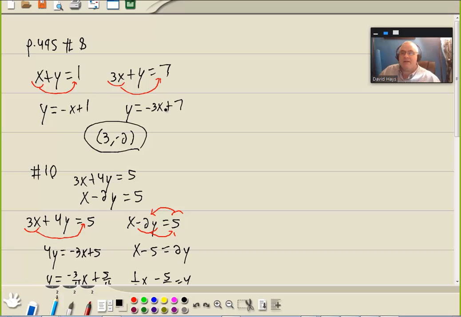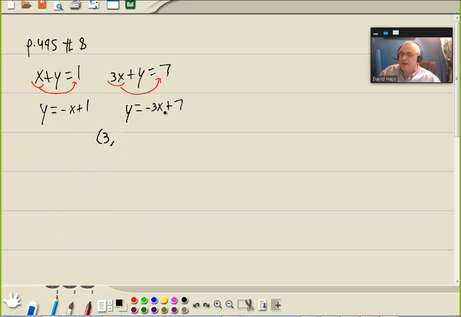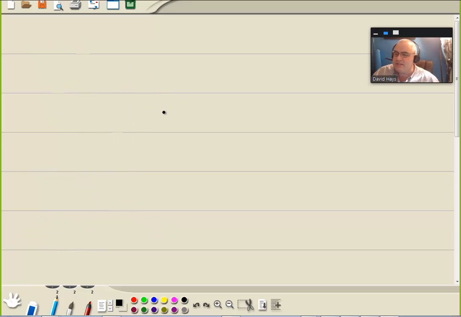Now that's solving them by graphing. Let me clear this off. Now there's a variety of techniques they'll tell you to use in section 6.1, 6.2, and 6.3.